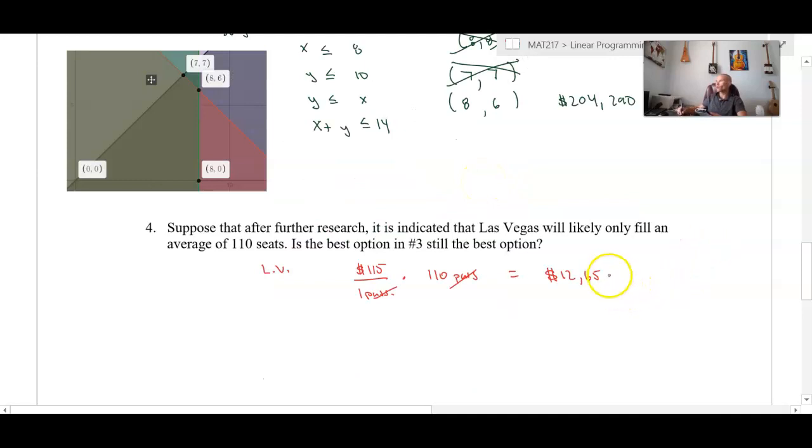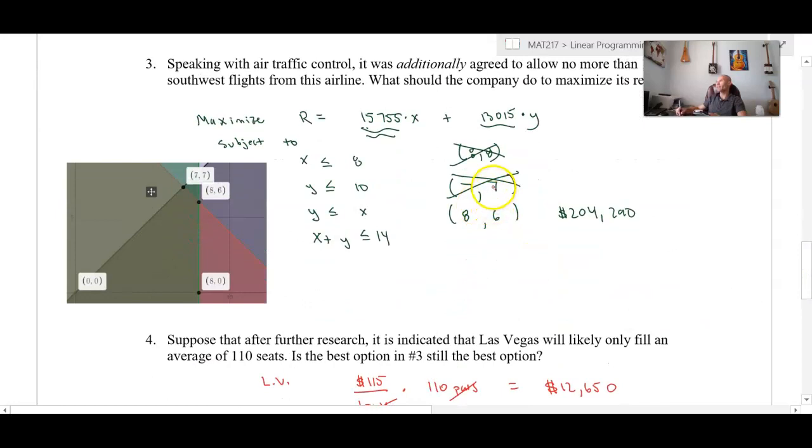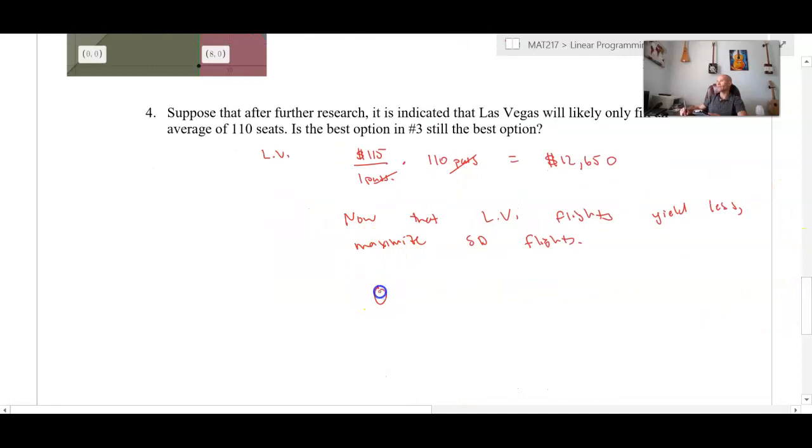and so now that will change the conclusion. That will change our conclusion to now that Las Vegas flights yield less, maximize San Diego flights. Now the thing is, the largest that you can make a San Diego flight is 7. You can't make it 8 because y has to be less than or equal to x, and x can't go above 8. So now we would pick the point.